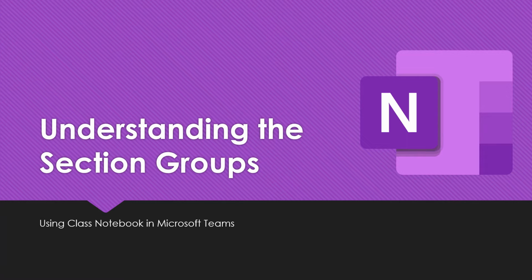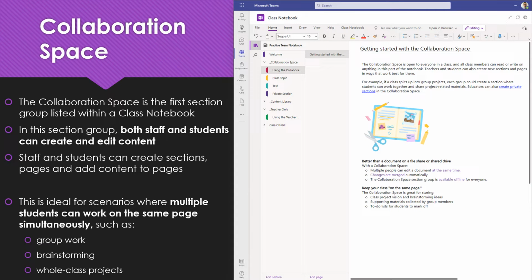In this video, we will look at the differences between each of the section groups within a class notebook. The collaboration space is the first section group listed within a class notebook. In this section group, both staff and students can create and edit content.